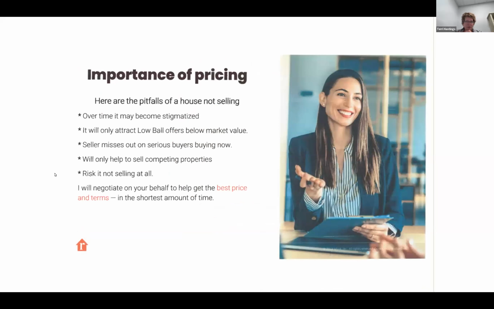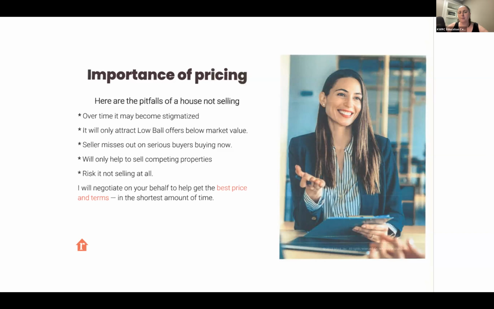If you overprice your property, here are the pitfalls, and this is so important to understand. Over time, your house sitting on the market will become stigmatized. It will only attract lowball offers below market value. That's not what we want. And you'll miss out on serious buyers who are buying now. They'll just go and buy something else, and you're just helping to sell your competing properties. Right.